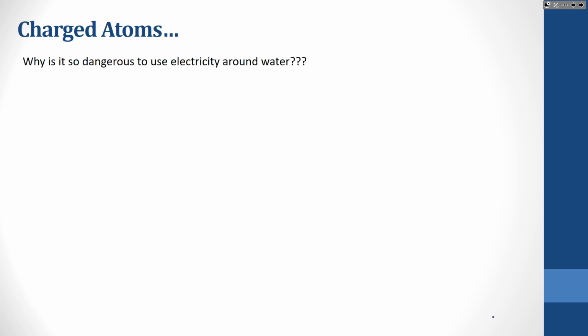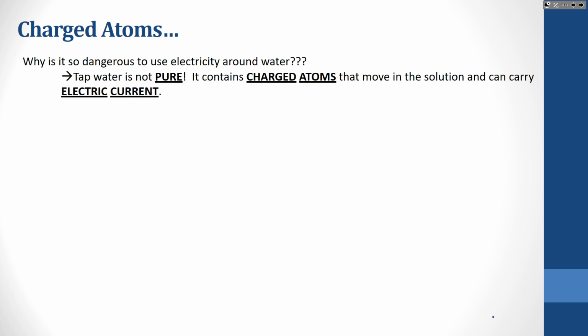So if you think about why electricity is dangerous around water, a lot of people think that it's actually the water that conducts electricity, but water is actually not conductive, and I'll show this in class. It's actually more about what's in the water. Tap water isn't pure. We add atoms and ions to it. We add chloride and fluoride to it, and those ions are actually what carries the electric current. So it's the charged atoms, not the water, that are carrying electricity.